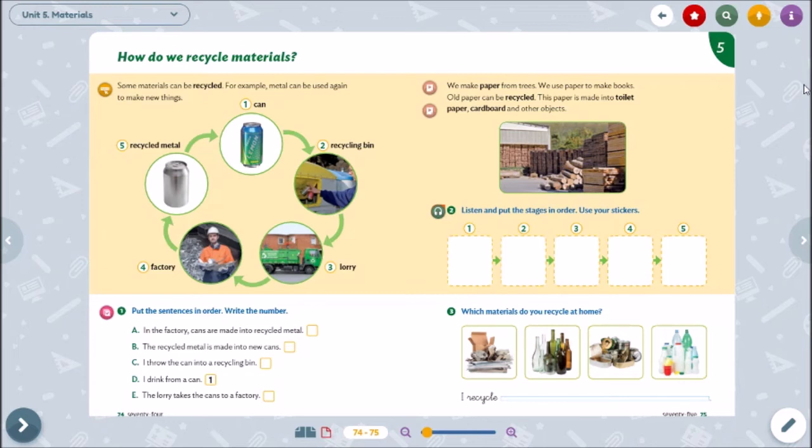Not to mention, we talked about this a little bit before, we can recycle material. We talked about tin cans. This is showing us how we can use a material for one thing, we recycle it, and then we can use it again. Here in the example, they're using a tin can, and it goes all the way to the factory to make a new recycled metal, a new tin can. It's not just cans, we also learned about how paper can be recycled, how plastic can be recycled, how glass can be recycled.